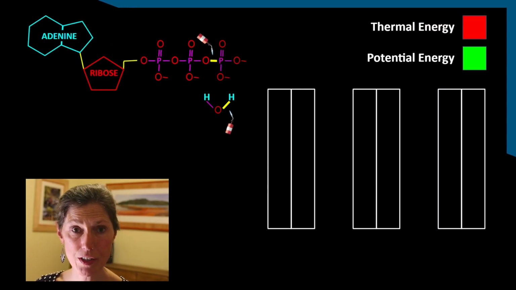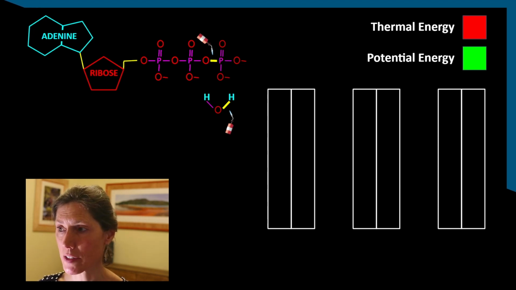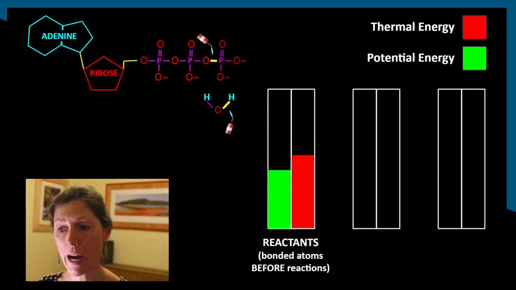Another way of showing this is with these thermal and potential energy bar diagrams. So we're looking again at the ATP molecule, adenosine triphosphate, with the 2 smaller blowtorches about to break the existing relatively weak bonds. That is shown here by the reactants, the bonded atoms before the reaction, with a relatively high bar for the potential energy and another relatively high bar for thermal energy.